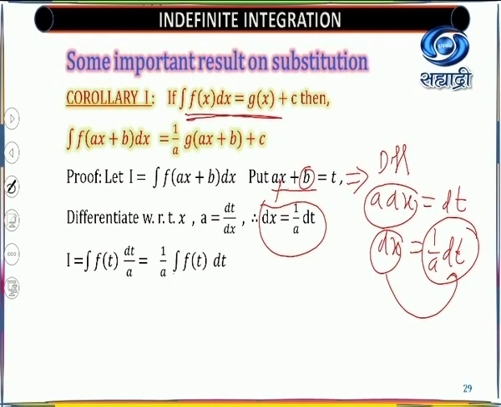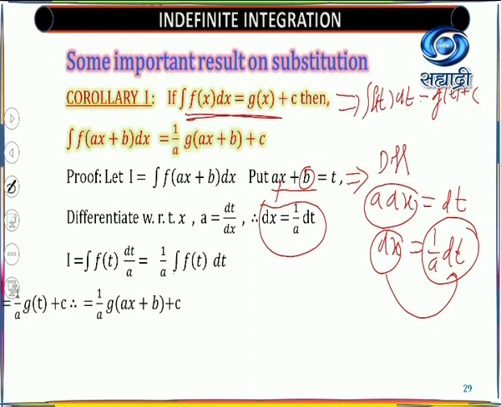So immediately you are able to write. Look at here. This gives you integral of f(t) dt. So t is the only change, a single change is there. So you will get here g(t) plus c. So here you will get g(t) plus constant of integration. So that is nothing but 1 upon a g(t) plus constant of integration.